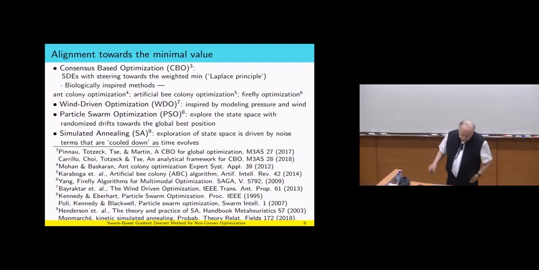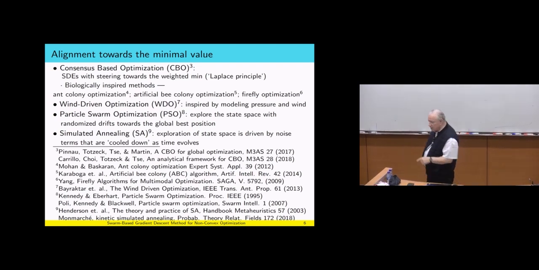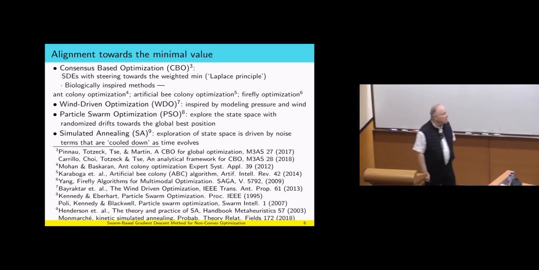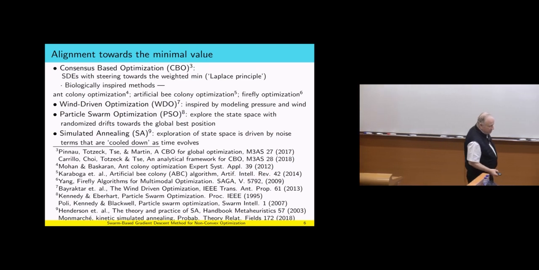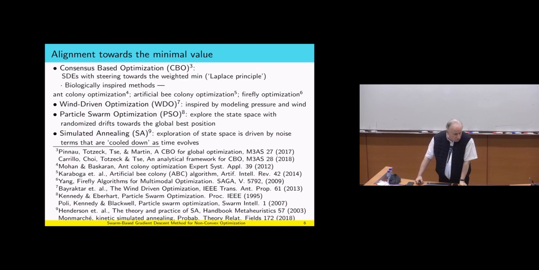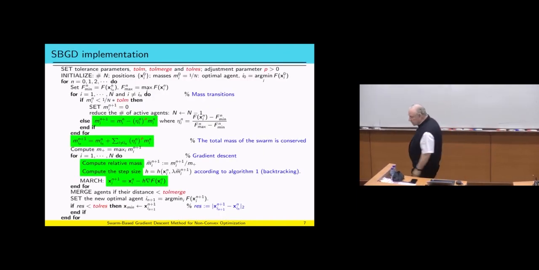Then there is a whole sort of biologically inspired methods: ant colony optimization, artificial bee colony optimization, you name it. There is the particle swarm optimization, which is very close to what's going on here, except that there is no communication. Communication is the key element. And then there is, of course, simulated annealing and so forth and so on. I just made the reference because it's an educated lecture, but I will not have time, of course, to discuss or to compare. What I would like to do is to give you one slide of this SBGD method.